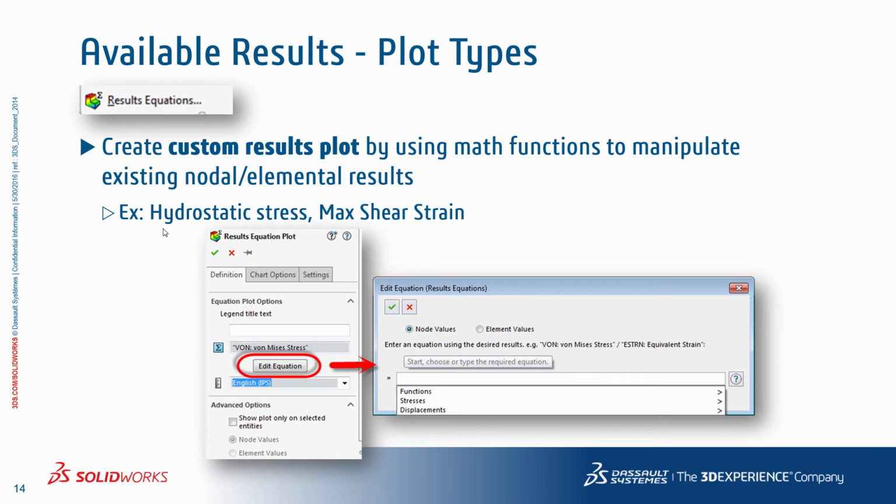Now, another useful plot is called the results equation plot. Using this, you can create custom plots by using math functions to manipulate existing nodal and elemental results. For example, hydrostatic stress or max shear strain values are not something directly reported by SOLIDWORKS Simulation, so it makes most sense to use a results equation plot to create these plots and extract the visual as well as the numerical data on custom outputs desired.